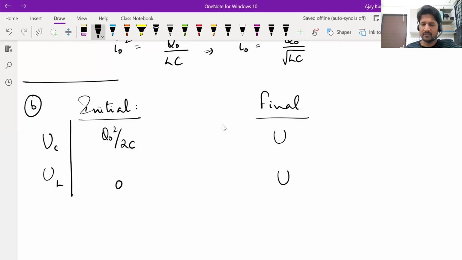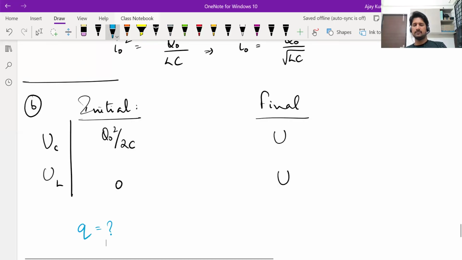Okay. So final means at the instant that you are asked about, the energy is equally distributed. And at that moment, you are asked to find out the charge on the capacitor. Okay. Try this.